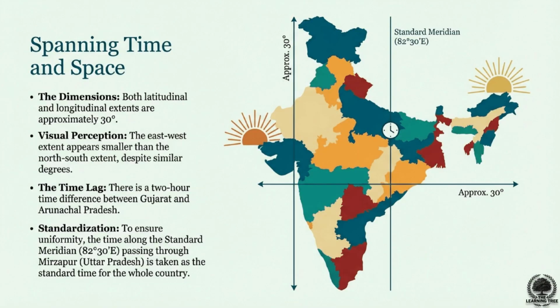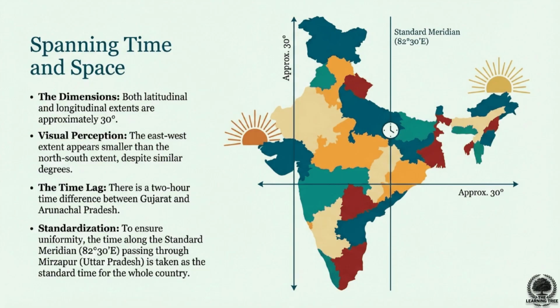The latitudinal and longitudinal extent of the Indian mainland is roughly 30 degrees. Despite this similar numerical extent, the east-west distance appears shorter than the north-south distance. This difference in appearance is due to the convergence of meridians toward the poles. Understanding this leads to an important discussion on time differences across the country.